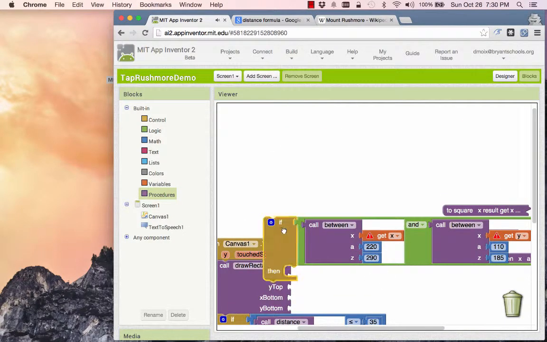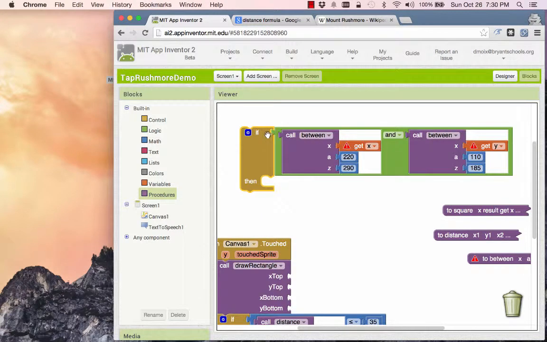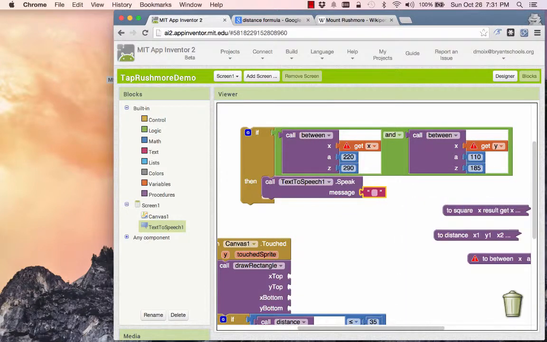Let me make a little room so we can inspect this. This says if the x coordinate that was clicked is between the left and right boundaries of the face, and if the Y coordinate that is clicked is between the top and bottom boundaries of the face, as long as those are both the case, then that click is inside and we should say the name Abraham Lincoln. So we can use text to speech, we can speak Abraham Lincoln.